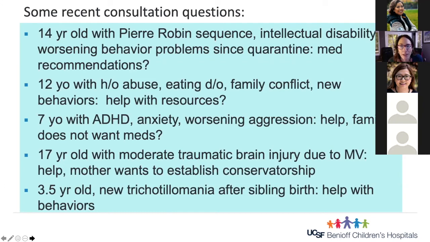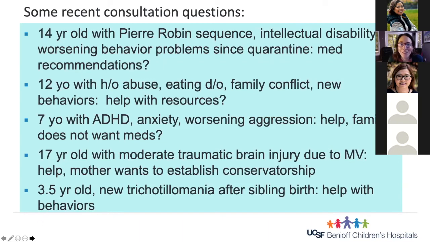With the second patient, a 12-year-old, the stated question was helping with resources in this 12-year-old with a history of pretty significant sexual abuse, as well as eating disorder symptoms and family conflict, and then new behaviors in the context of being home during quarantine. There was a little bit of discussion around whether a medication would be helpful in this instance, talking through the pros and cons and benefits. And then also, embedded in this was a consideration of CPS reporting and discussion around that.